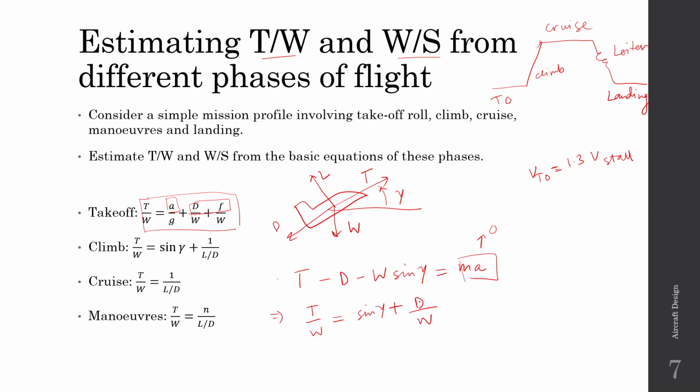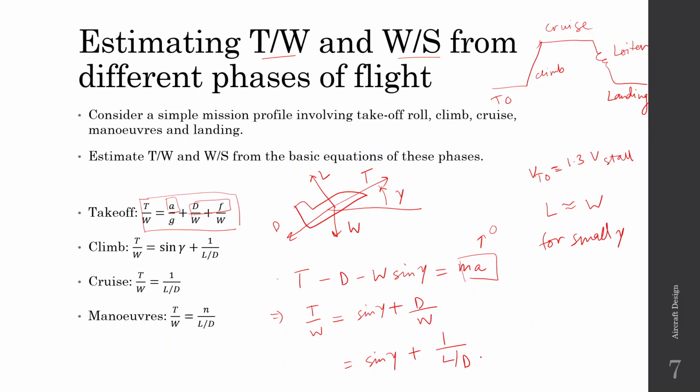Now in this equation we can consider that the lift is approximately equal to the weight. This is not really true, because you can see that the lift and weight do not exactly balance each other. But if gamma is small, then this approximation is valid. So if we consider this, then we can write thrust by weight equal to sine gamma plus 1 by L by D.